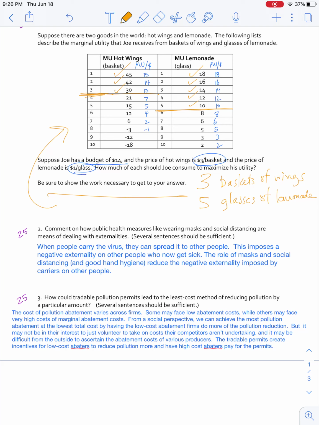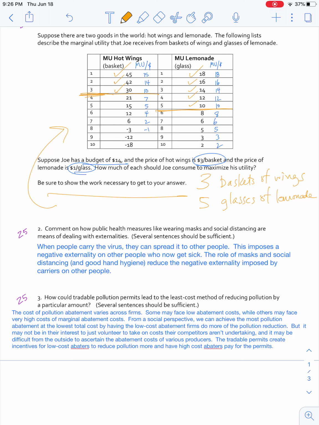To do that, we want the low-cost abaters, right? Those firms who can reduce their pollution at a lower marginal cost. They should do more of it. But on their own, they don't have an incentive to undertake costs to reduce pollution if their competitors, the high-cost abaters, don't. So how do we encourage that? How do we create incentives so that we get to a cleaner environment, but at the lowest possible resource cost?